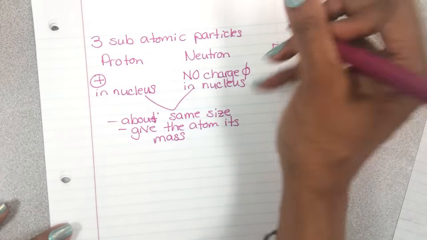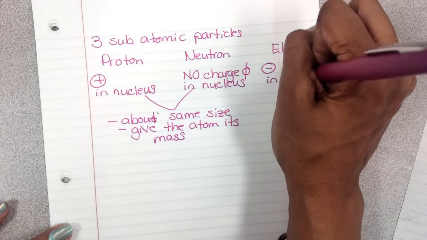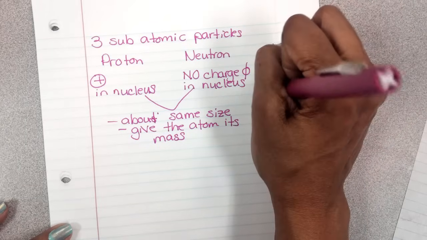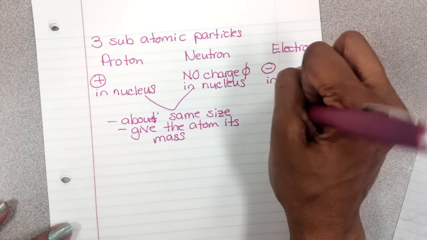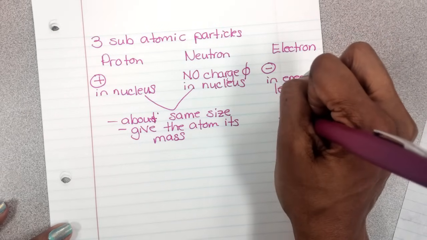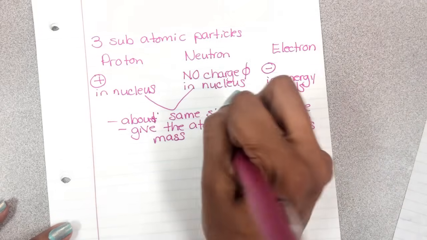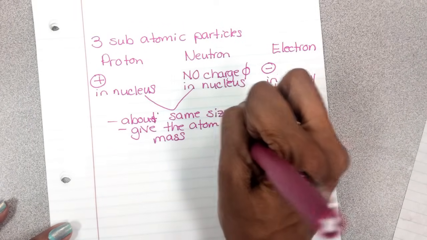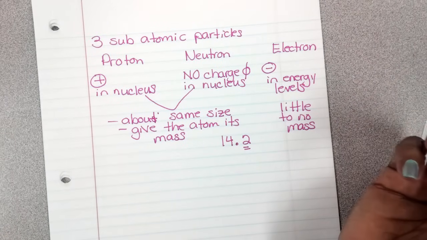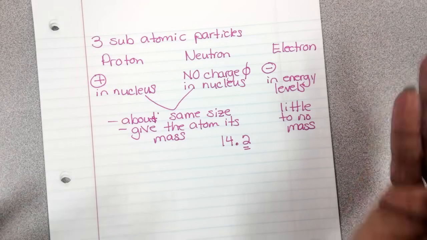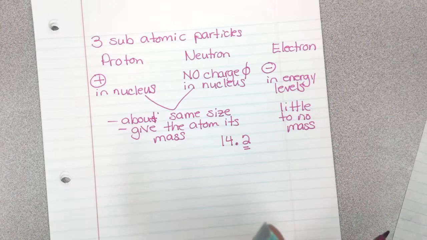All right, on to the electron. Electrons are negative. They are in the energy levels. Compared to a proton and a neutron, they have little to no mass. So when you see an atomic mass that's like, let's say 14.2, the decimal is usually the mass of the electrons. I just say that to say they have little to no mass. So compared to a proton, electrons are very small.